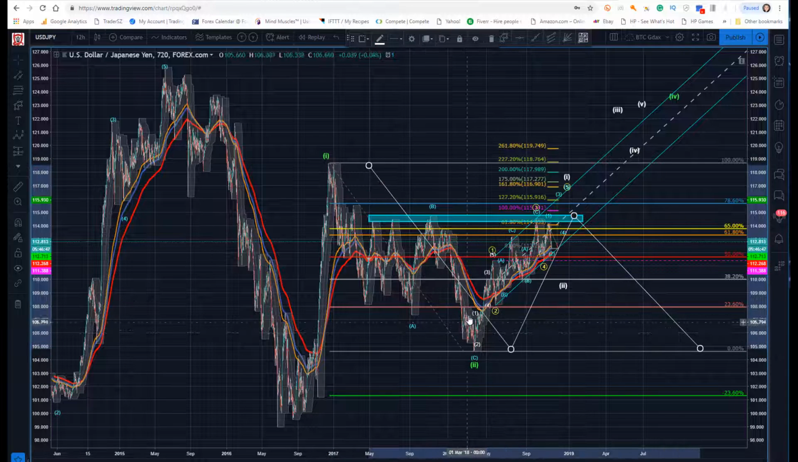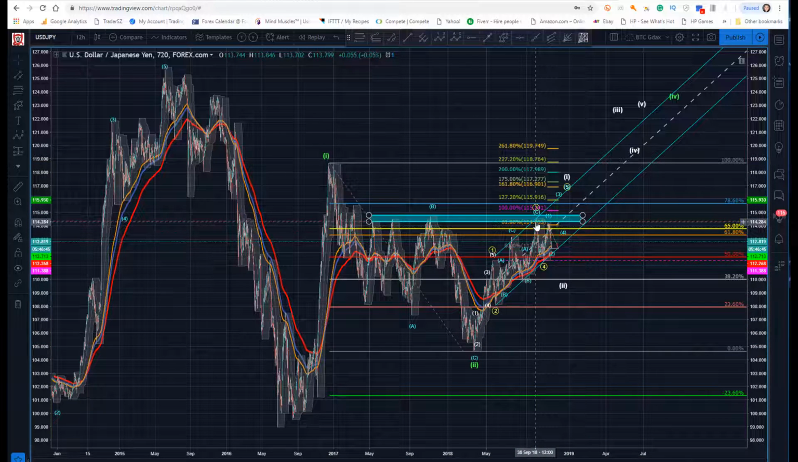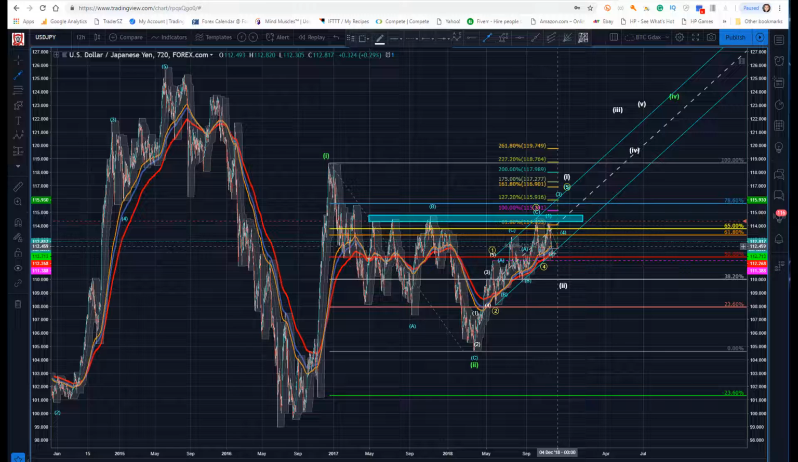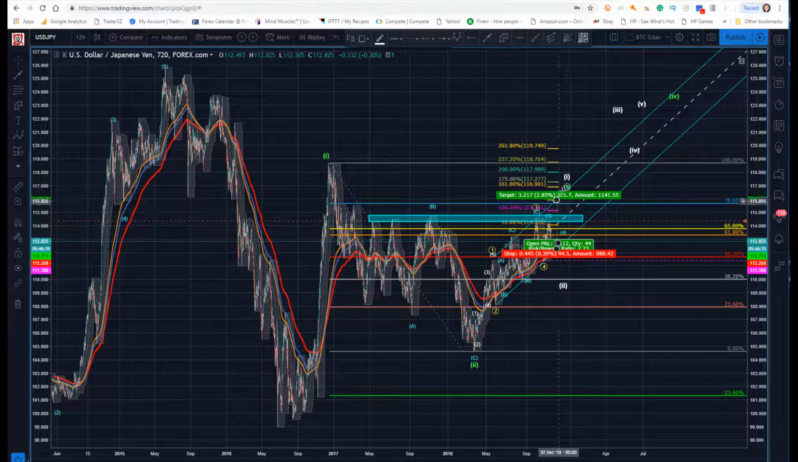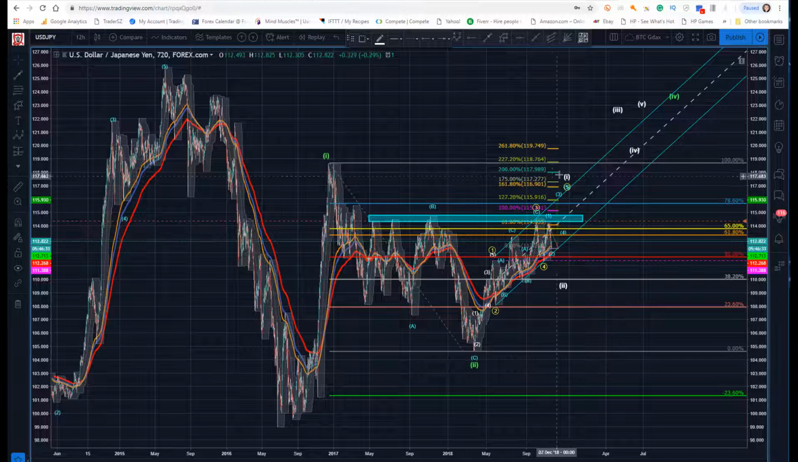We did get through the 65. So we got through here, got up to all of this supply, and then we're having this little pullback. If it's got the legs to get through this again, now we're finishing the 1. Now you have more confidence that we've got a clean leading diagonal into that 1.